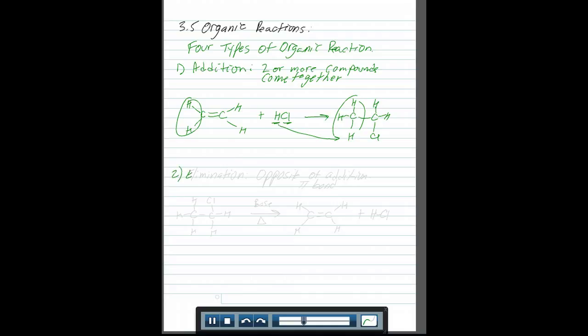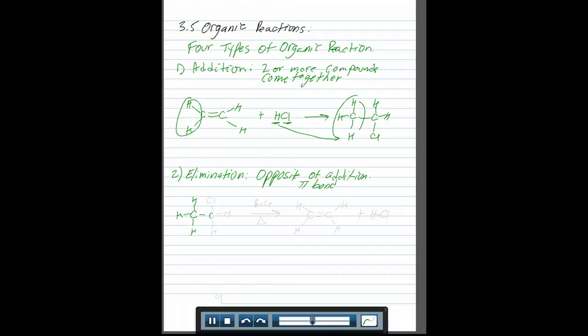Second one is elimination. Elimination is the opposite of an addition. Or you can say when atoms leave the molecule. And when you do eliminations, you usually form a pi bond. Not always. I can't think of a case where it's not, but I'm never going to say the word never because there's always an exception. So you usually form a double bond.